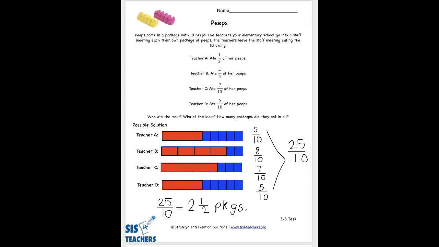Teacher B, I ended up converting this into tenths to make it easier, ate 8/10, which was equal to her 4/5. And I showed that with my bar, really taking that tenths and breaking it into fifths and showing that there's 2/10 in each fifth.